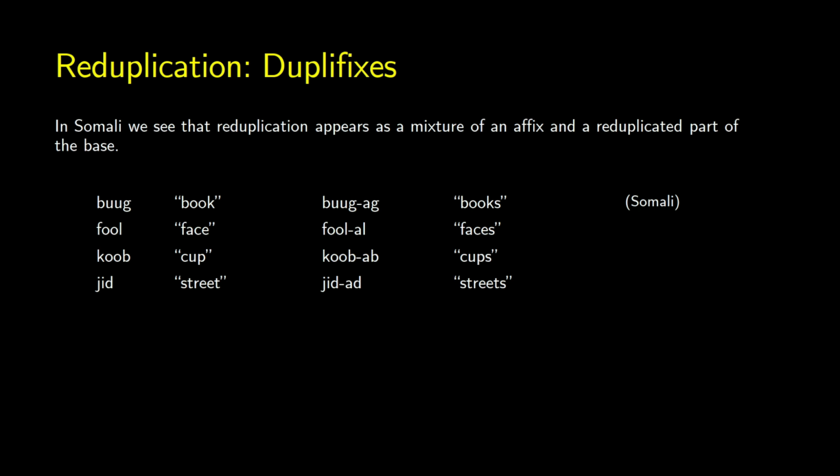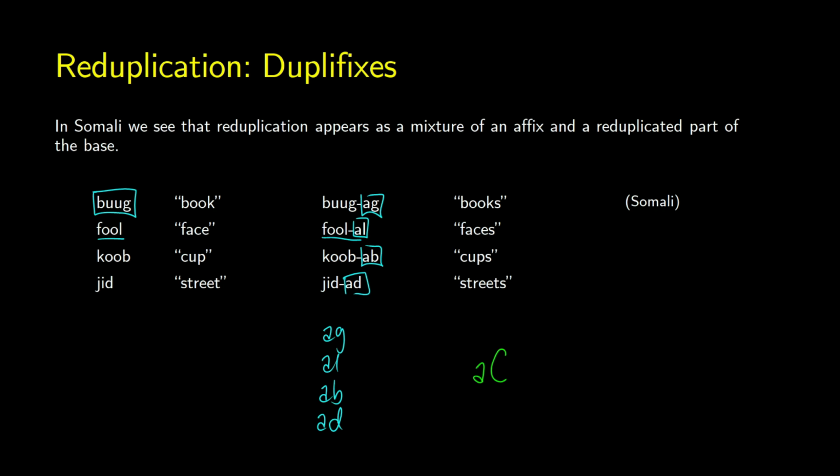So to demonstrate this, we have boog, okay? And then book. And then in other words, to make the word books, we do boog, and then we add ag, so ag. For fool, we're going to say fool al, so we're adding al. And kob, we're adding ab, kob ab. Jid, jid ad. So what do we notice about all of these? Well, if you write them out, ag, al, ab, and ad, there's something that we have in common here. There's an a there. But this consonant afterwards seems to be somewhat random. Or is it?